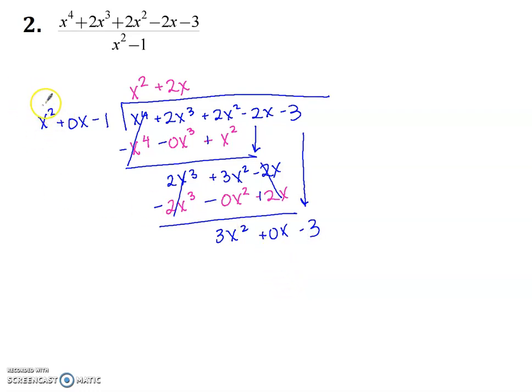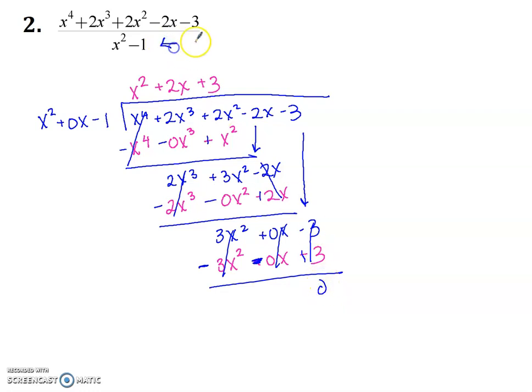And then I've got x squared times what to give me 3x squared. That'll be plus 3. So this will be 3x squared, 0x, and then a minus 3. And then again, I want to subtract everything. And here, everything is going to cancel out. So I got a remainder of 0.